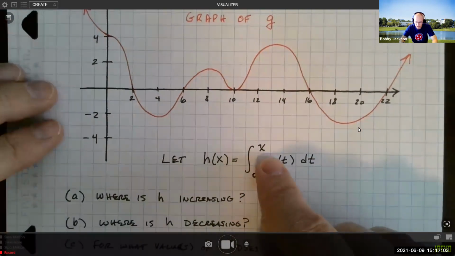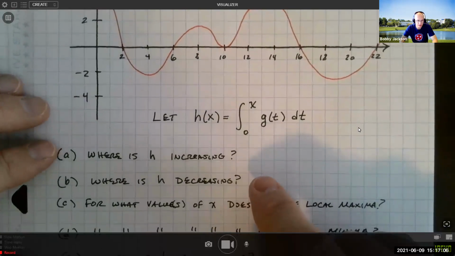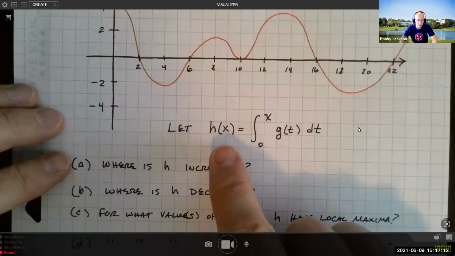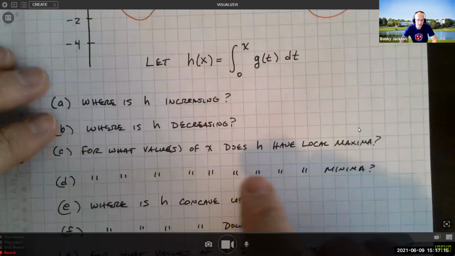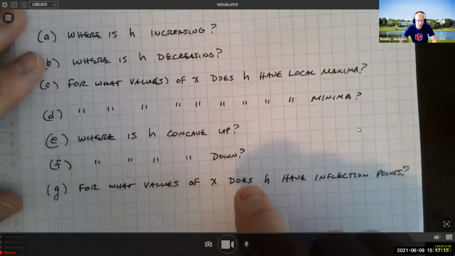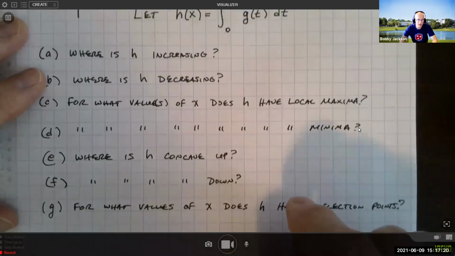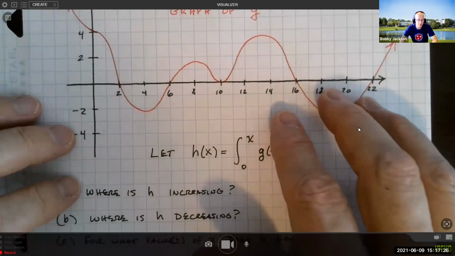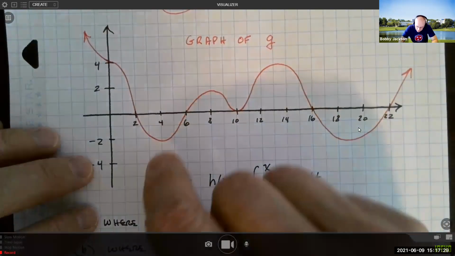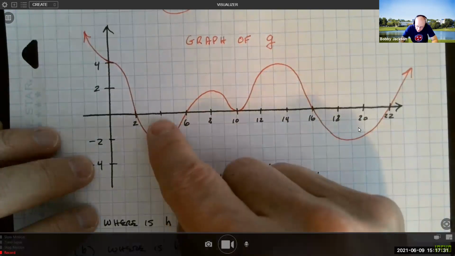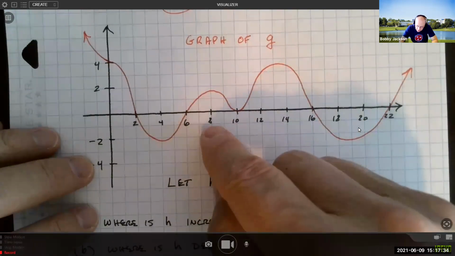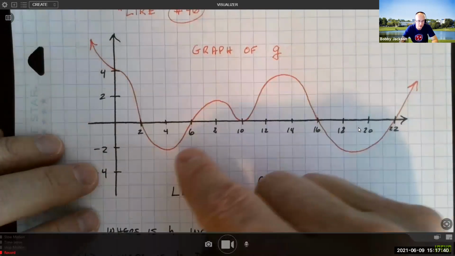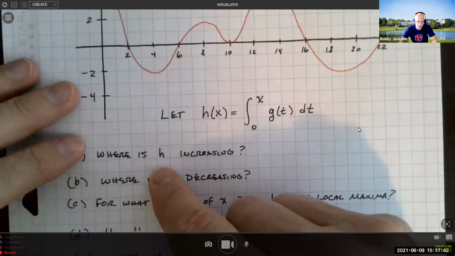Now from this, we're going to answer hopefully questions about where h is increasing, decreasing, where it has local maxes and mins, where it's concave up and concave down, and where it has inflection points. Now be careful, you're not looking at this graph as where it's increasing. You don't want to say, hey, it looks like it's increasing as we go from x equal 4, it's going up, up, up until x equal 8, increasing on the interval 4 to 8. No, that's where g is increasing. I want to know where h is increasing.